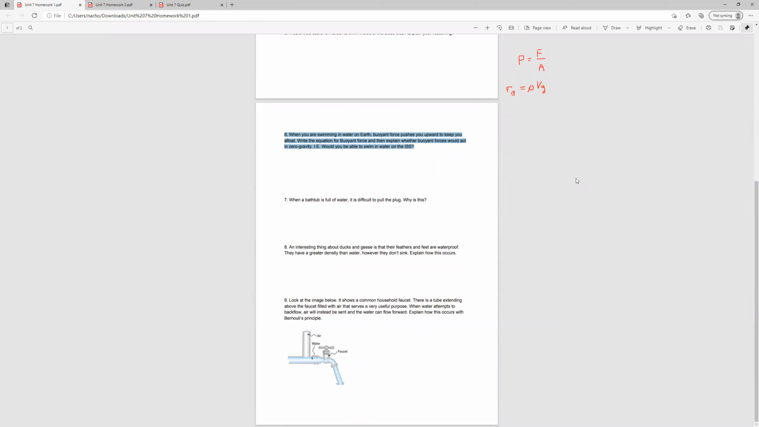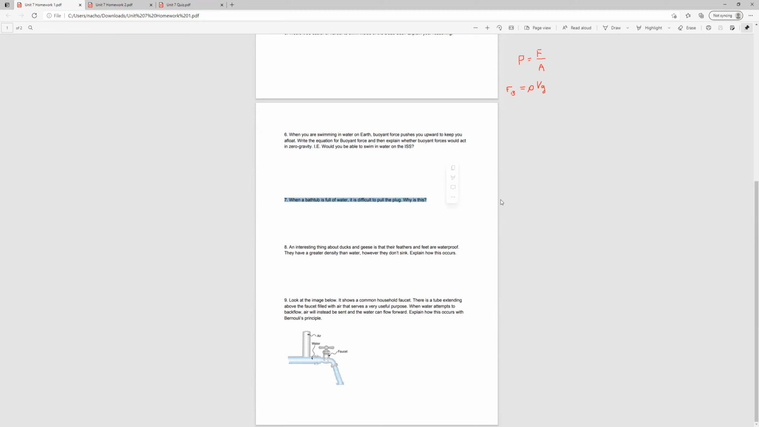I'll let you guys read that problem on your own, but it's basically saying, can you swim in zero gravity? Well, astronauts make it look like you can swim, but can you swim in water in zero gravity is basically what this question is asking. Now, it says to write the equation for buoyant force right here. That's Archimedes' principle, right? And it's saying in zero gravity, right? So if what zero gravity means is just zero G's. If this becomes zero, everything in this side of the equation also becomes zero, and buoyant force becomes zero as well. So you can't swim in water on the ISS, but you can swim through air, right?